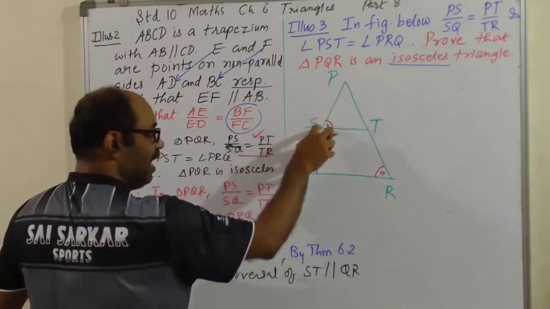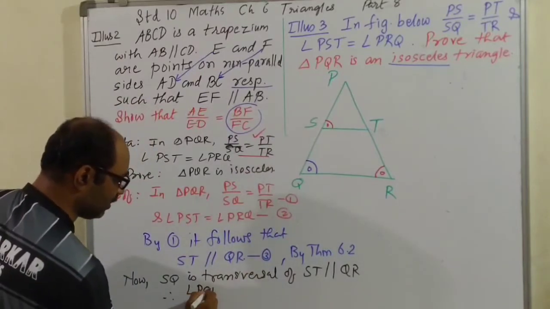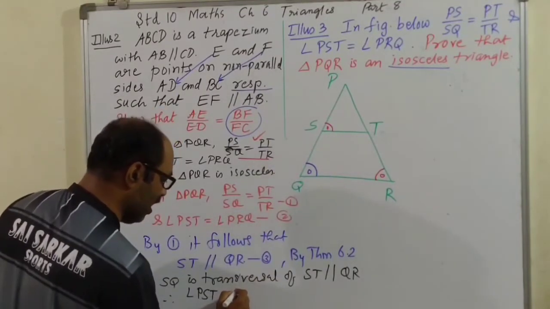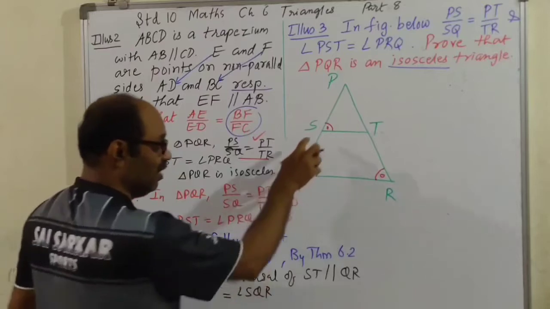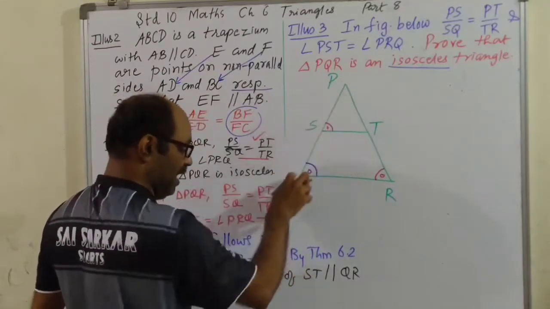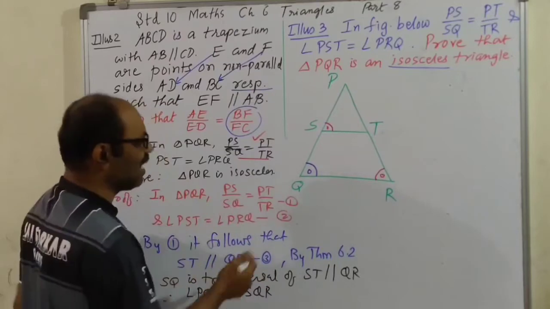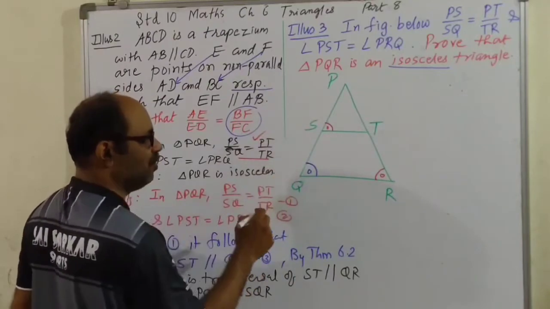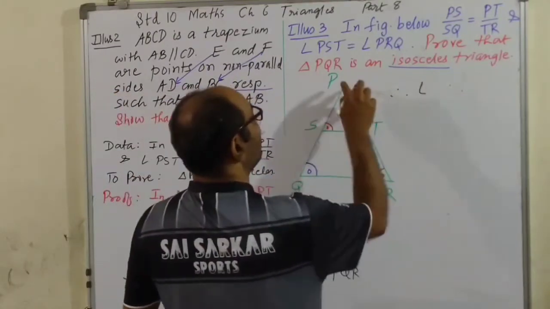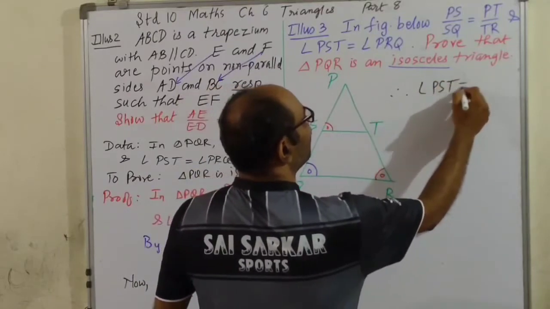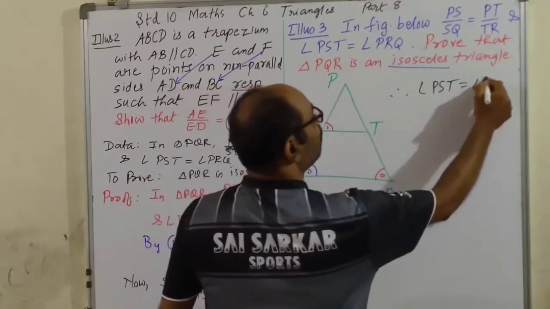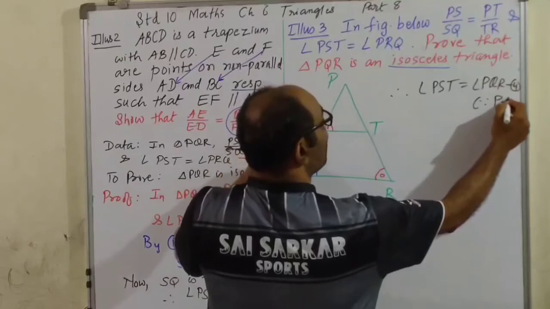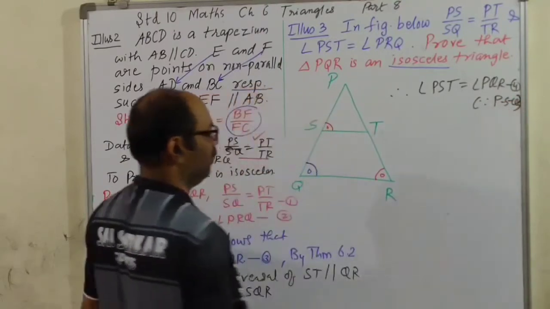Therefore, angle PST is equal to angle SQR. Please, we don't want SQR, we want PQR. We can write SQR or PQR, it is one and the same because P-S-Q. Therefore, I continue here: angle PST is equal to angle PQR. Result 4, because P-S-Q.